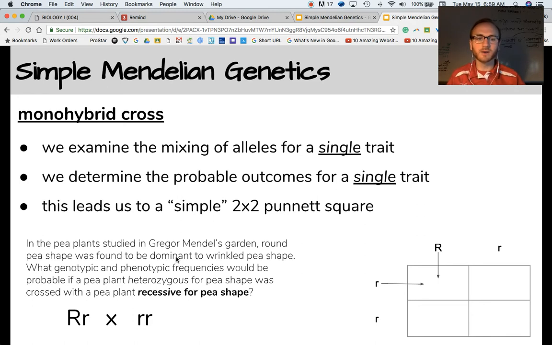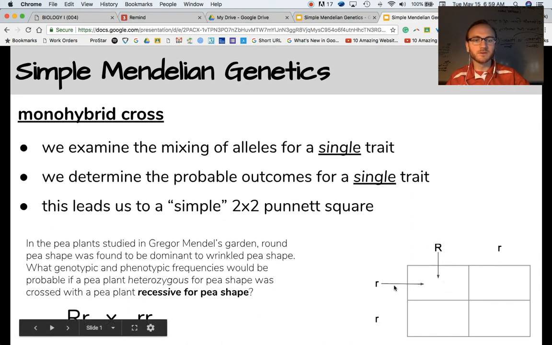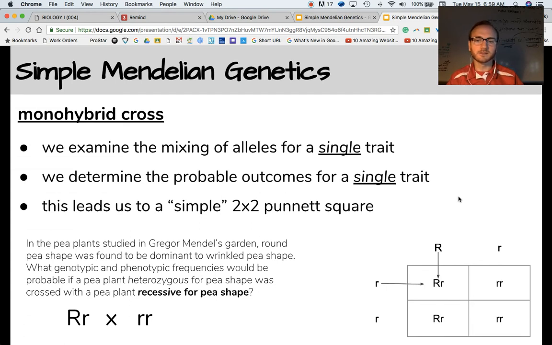And again, this is a simple Punnett square, 2x2. We bring our top value down, so that would be our dominant allele down, and then this recessive allele over. They join in square number 1, and then we're going to do the same thing for all of the remaining squares in the Punnett square so that we have something that looks like this.